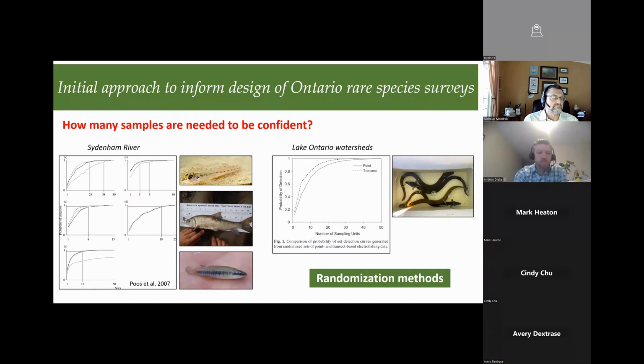Mark Poos, now Mark Posch, did this for his work in the Sydenham River with blackstripe topminnow, spotted gar, and eastern sand darter. And I used the same approach to come up with a backpack electrofishing protocol to detect American eel in eastern Lake Ontario watersheds. And so you say, I want to be 95% confident in being able to detect a species. And you go across and you look up from your x-axis and you get an estimate for how much sampling I have to do to be 95% confident that we're going to detect a species if it is there.